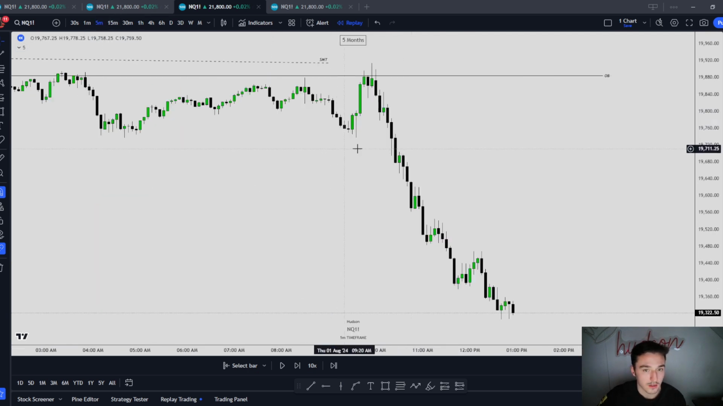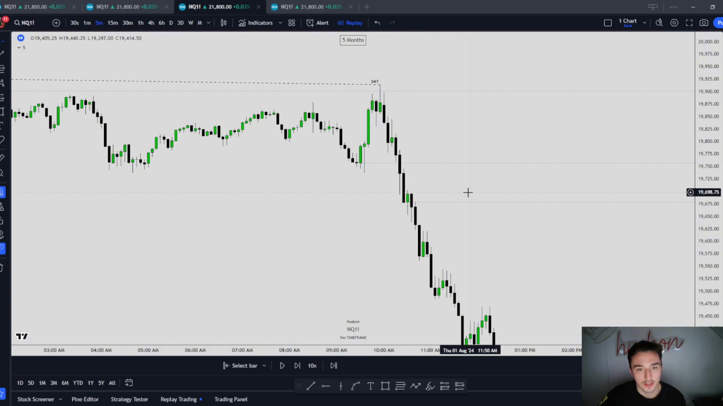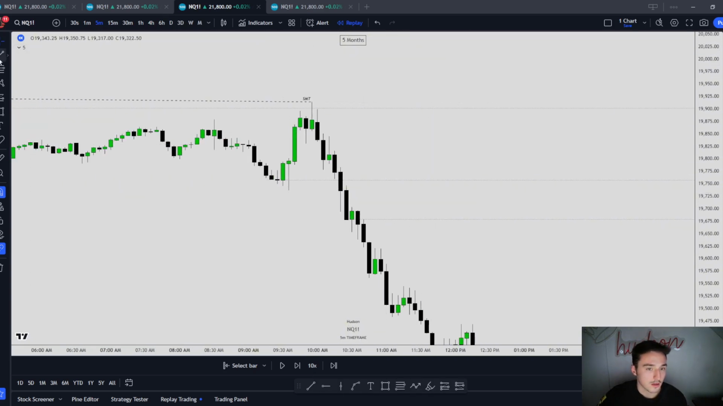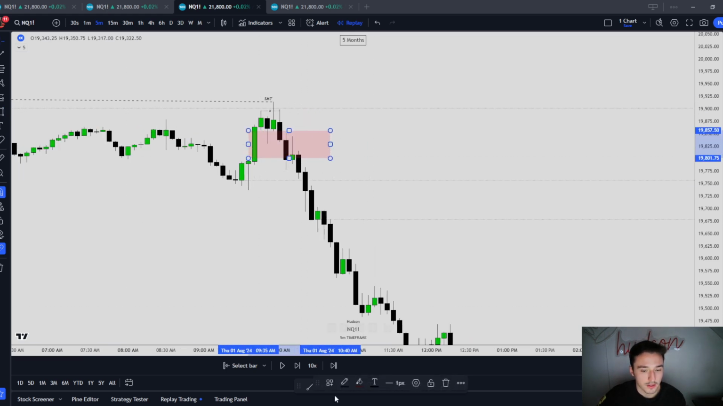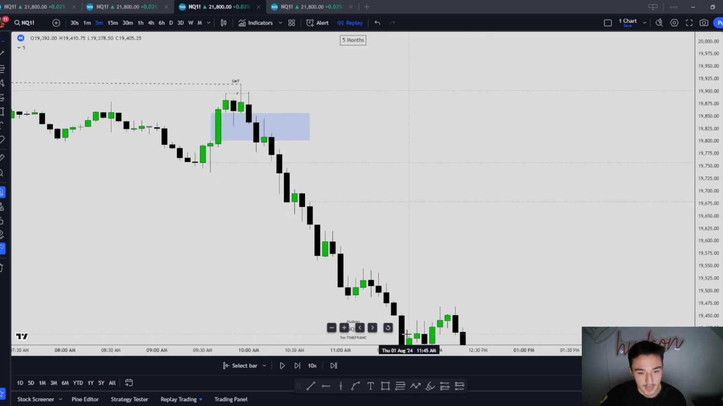5 minute, right? So form that SMT. We can just get rid of that. Forms that SMT. Purges a 5 minute swing high. Inverses this fair value gap. Inverses that. And then we continue the sell-off.